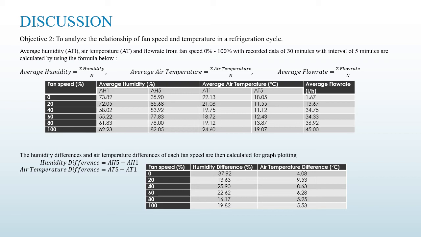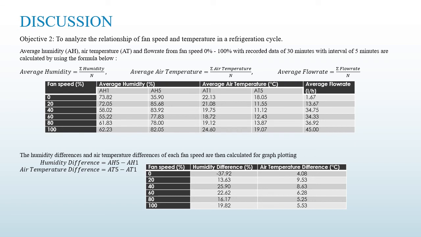For objective 2, which is to analyze the relationship between fan speed and temperature in a refrigeration cycle, the average humidity AH, air temperature AT, and flow rate from fan speed 0% until 100%, with recorded data of 30 minutes at intervals of 5 minutes, can be calculated using the formula below. The average humidity is equal to the total humidity divided by N, the average air temperature is equal to the total air temperature divided by N, and the average flow rate is equal to the total flow rate divided by N.